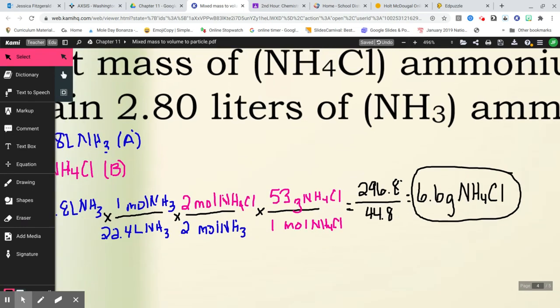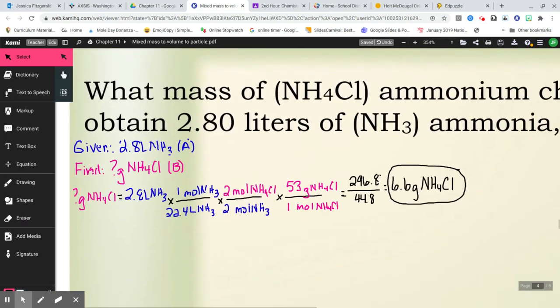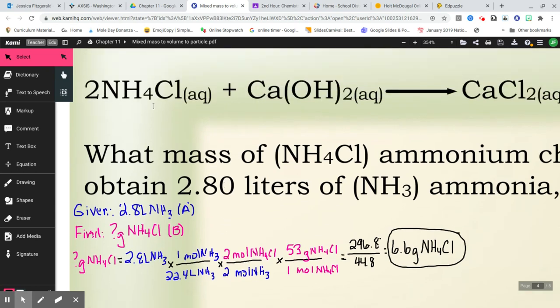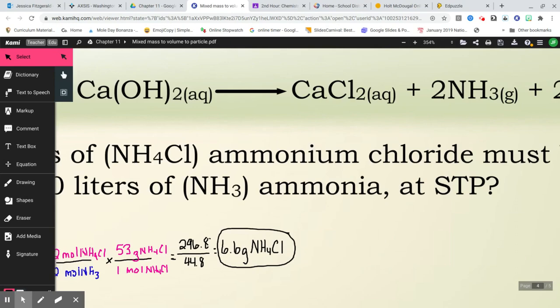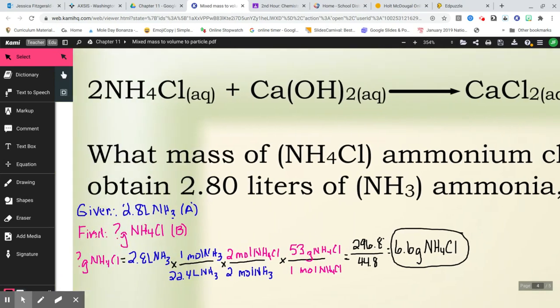So kind of draw that out just a little bit so that way you can see all of the work. So again, we're going to go from liters of NH3 to moles, moles of NH3 to moles of ammonium chloride, then moles of ammonium chloride to your mass of ammonium chloride. Again, this middle step where you have your two different substances, this is where your number of moles may be different, and you go to your balanced equation to look at your equation coefficients. That's where your 2's came from.